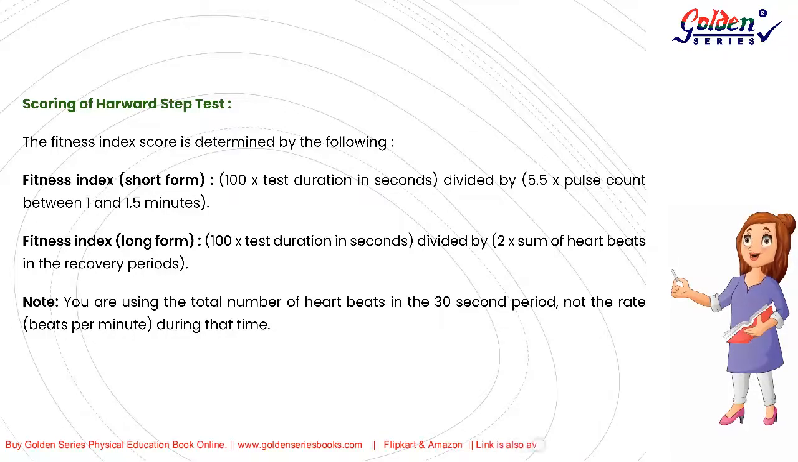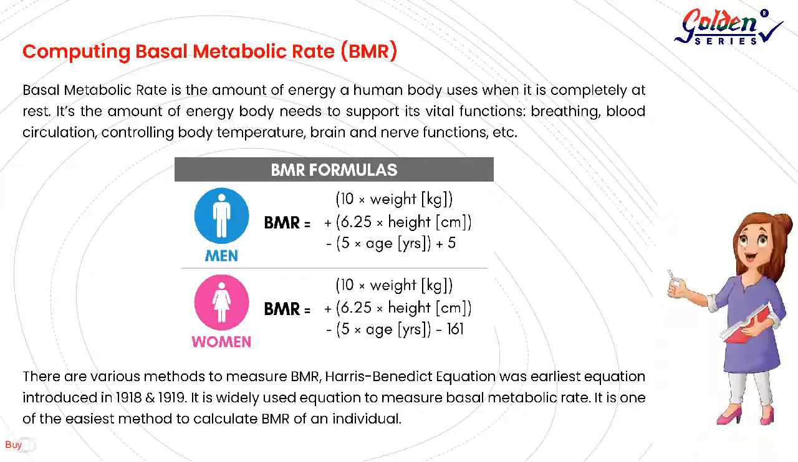100 times the test duration in seconds, divided by 2 times the sum of heartbeats in the recovery periods. Note, you are using the total number of heartbeats in the 30-second period, not the rate, beats per minute, during that time. Computing basal metabolic rate, or BMR.